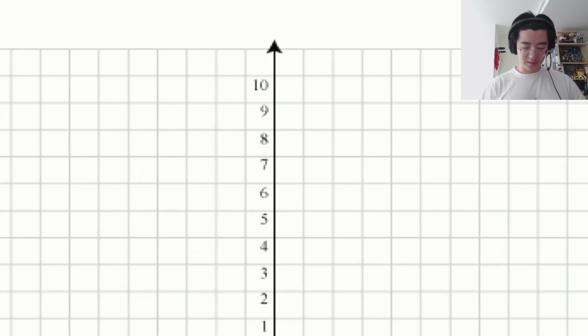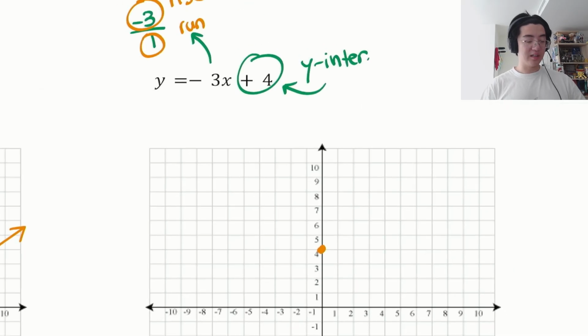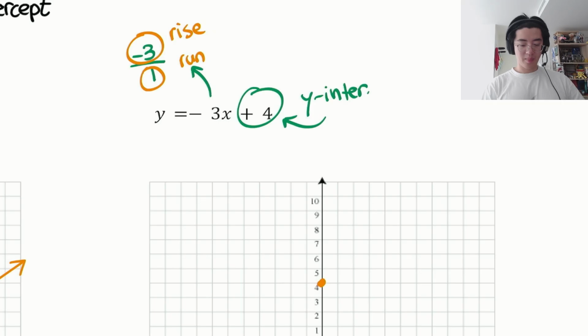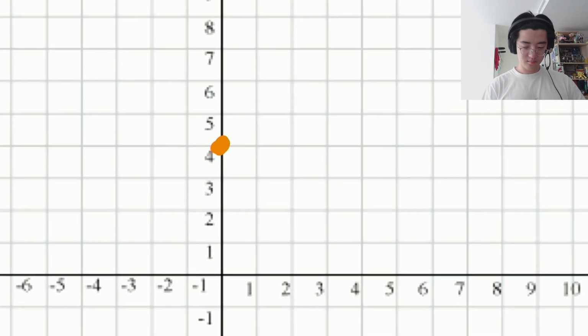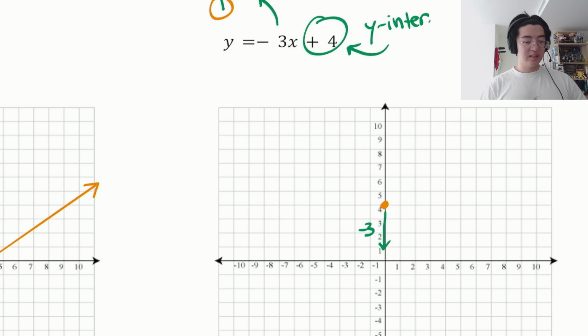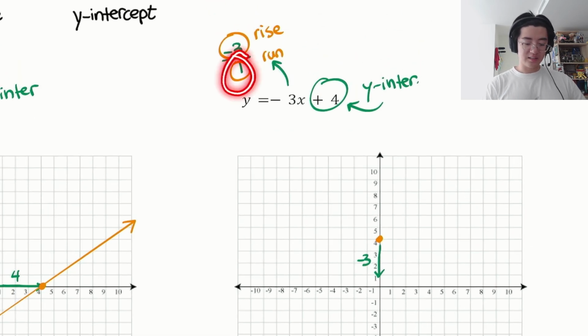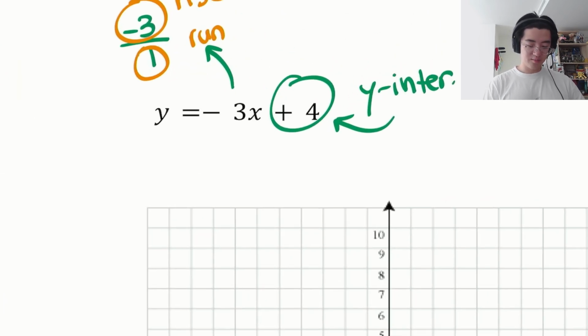Once again, we drop a dot here at the y-intercept, which is +4. Next, let's do the rise. The rise here is telling us to go down by 3. So 1, 2, 3 down, -3. And the run here is just 1. So again, our slope is -3, which is just -3 over 1.